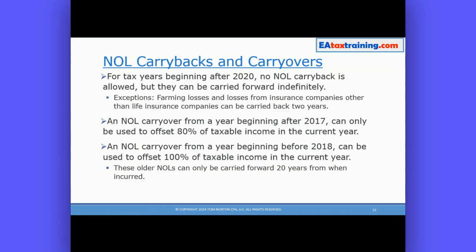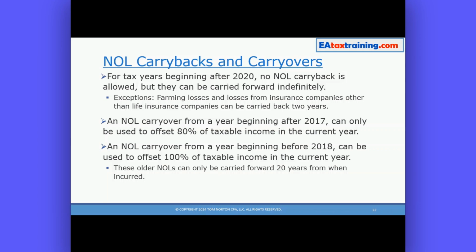So for tax years beginning after 2020, so in 2021 and forward, so that includes 2023, there's no NOL carryback allowed. So you used to be able to carry your NOL back or forward, but now you can no longer carry it back. But you still can carry it forward indefinitely. There's no limit on the number of years that you can carry it forward.